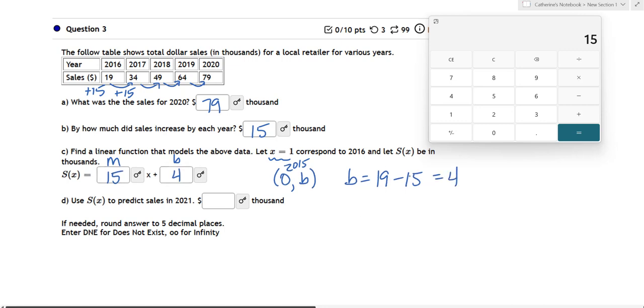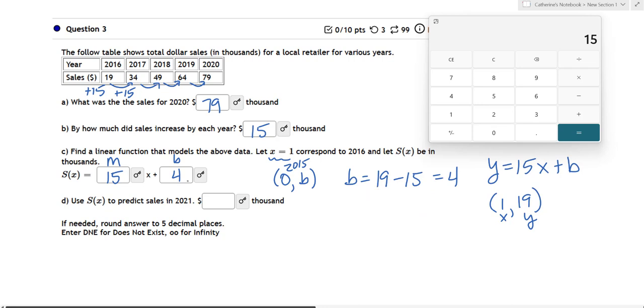So doing it this way, where you're thinking of kind of backing it up, is just a little quicker, but you could still look at this as, say, y equals 15x plus b, and then pick maybe that first point, so 1, 19, right? Because 2016 we're calling 1, and plug in 1 for x, 19 for y, and solve for b. So you can totally do it that way. It's a little quicker if you think about it this other way.